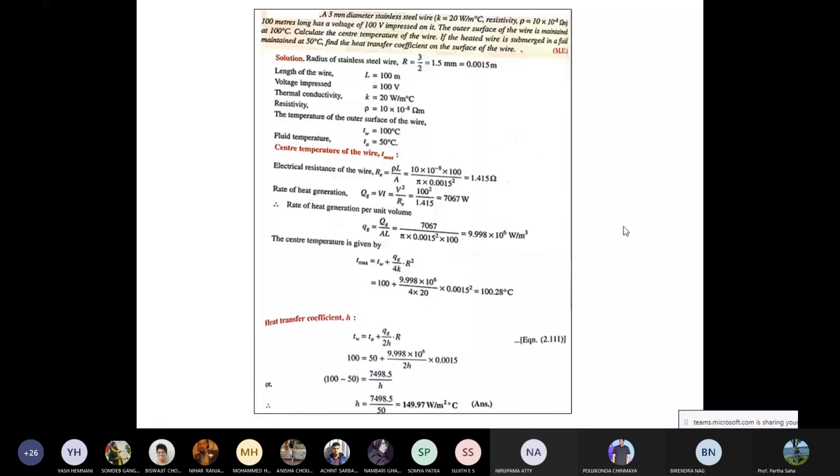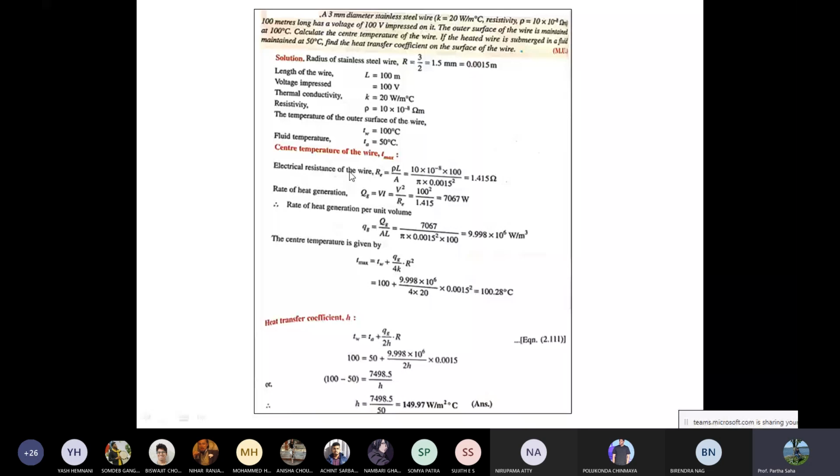If the heated wire is submerged in a fluid maintained at 50 C, find the heat transfer coefficient on the surface of the wire. Second, the radius of the stainless steel is given as 1.5 millimeter, the length of the wire, voltage impressed, thermal conductivity, resistivity, all the parameters are given. The temperature of the outer surface of the wire is given as 100 C, right? Fluid temperature, the ambient temperature, is 50 C.